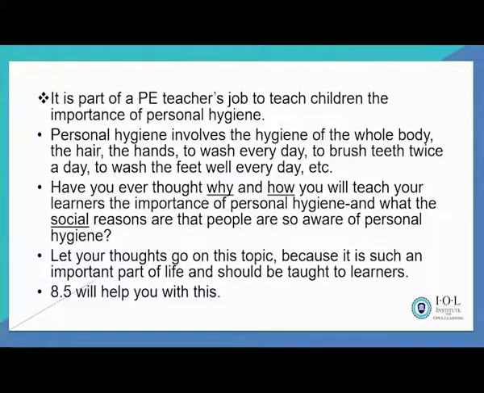Have you ever thought why and how you will teach your learners the importance of personal hygiene and what the social reasons are that people are so aware of personal hygiene? Let your thoughts go on this topic because it's such an important part of life and should be taught to learners. 8.5 will help you with this.